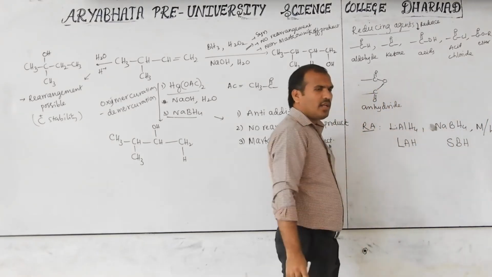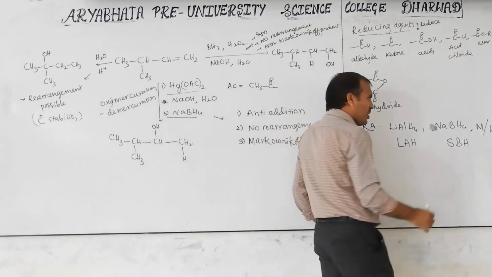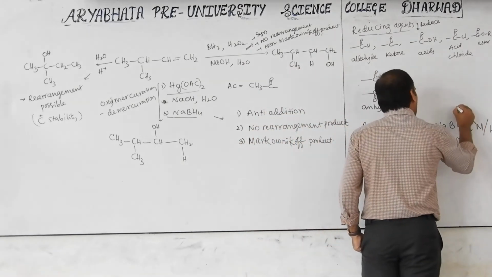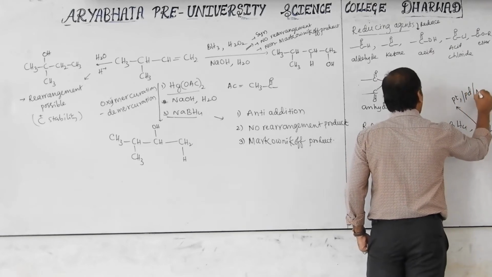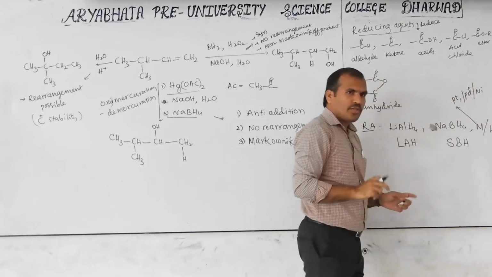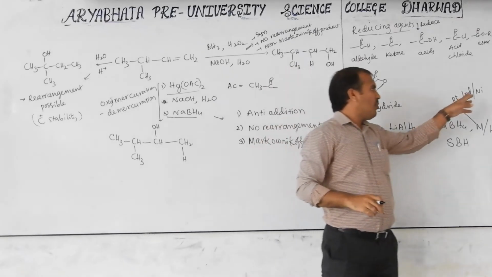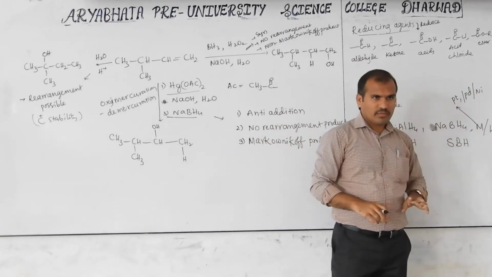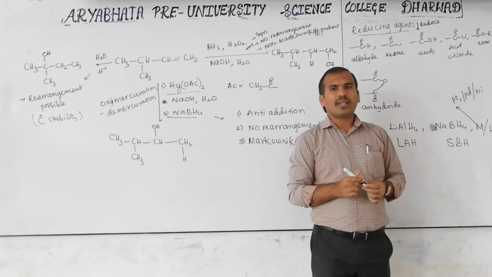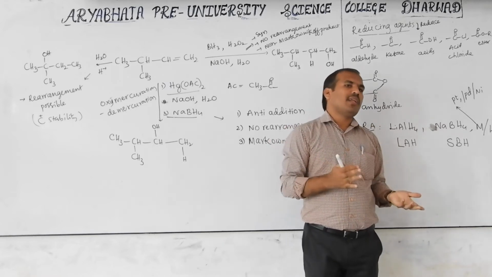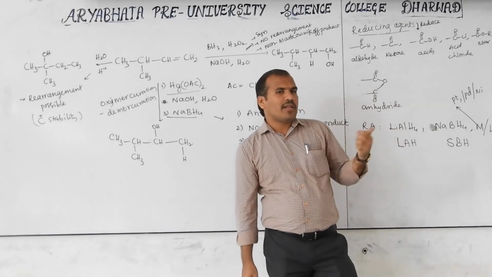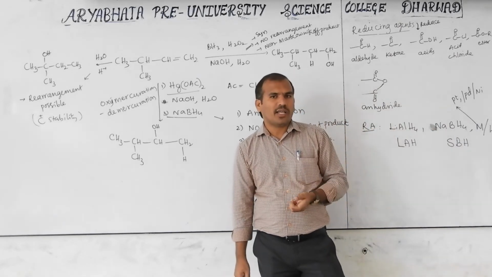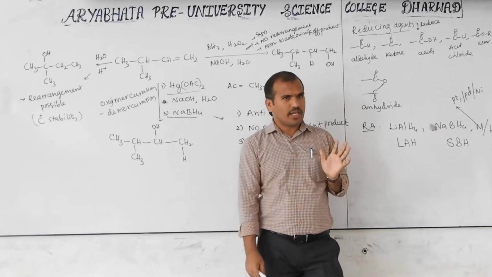Another one is metal with hydrogen. This is also one of the reducing agents. What are these metals generally? The metal may be platinum, palladium, or nickel. Use any one; all together are not used here. You may have studied in first year nickel with hydrogen. That is called Sabatier synthesis reaction. Alkyne reacts with nickel and H2 to give alkene. Alkene again reacts with nickel and H2 to give alkane. That is called Sabatier synthesis reaction.